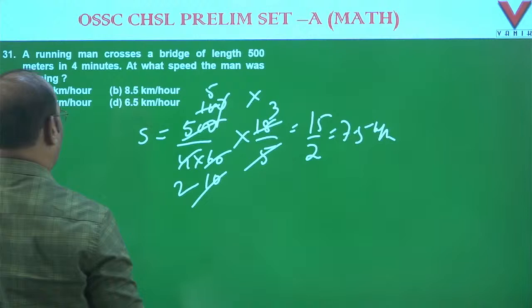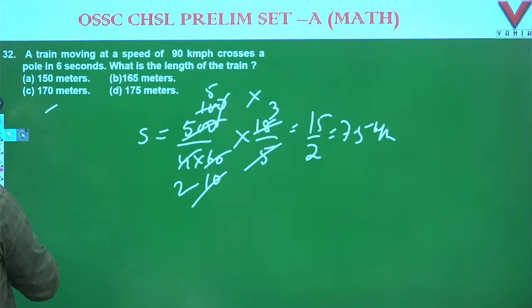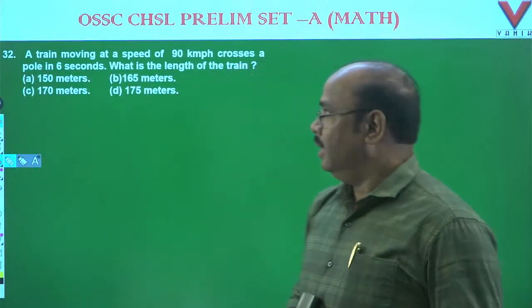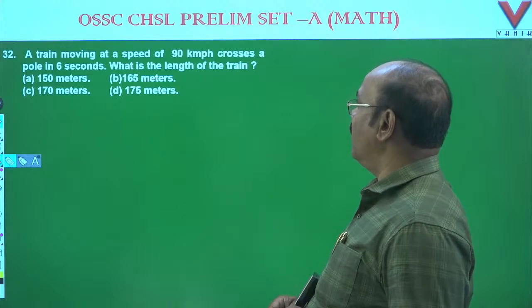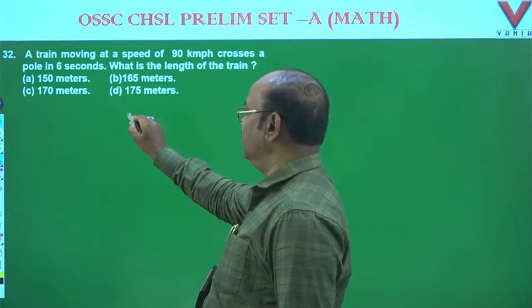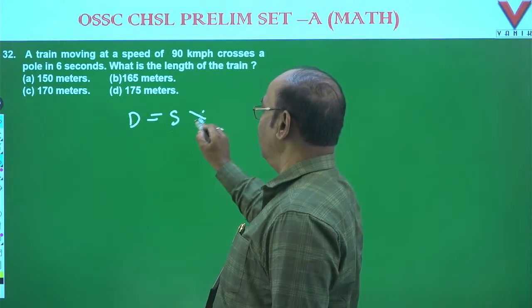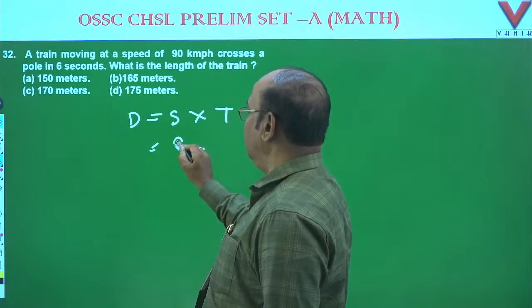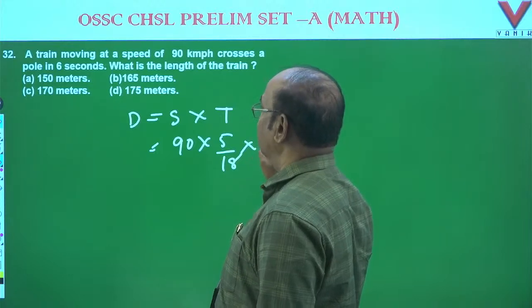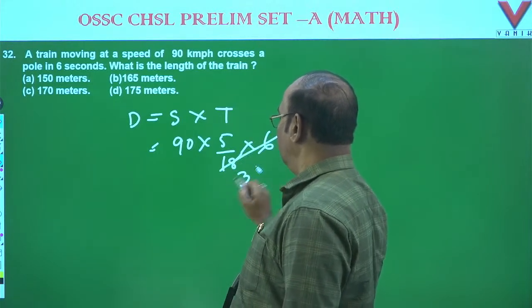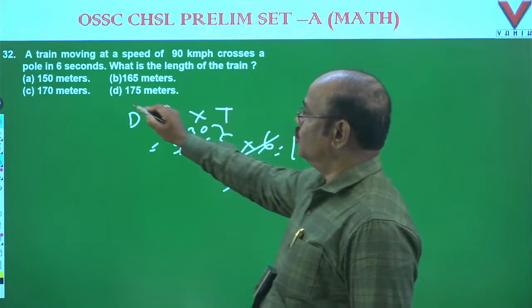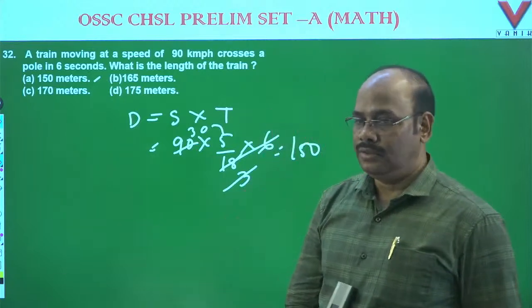Next question number 32. Again a train problem. A train is moving at a speed of 90 km per hour and crosses a pole in 6 seconds. What is the length of the train? We know distance equals speed into time. Speed is given as 90 km per hour. Converting to meters per second using 5 by 18, the speed is 25 meters per second, and time is 6 seconds, so 25 into 6 is 150 meters. The option is first, option A, the answer.